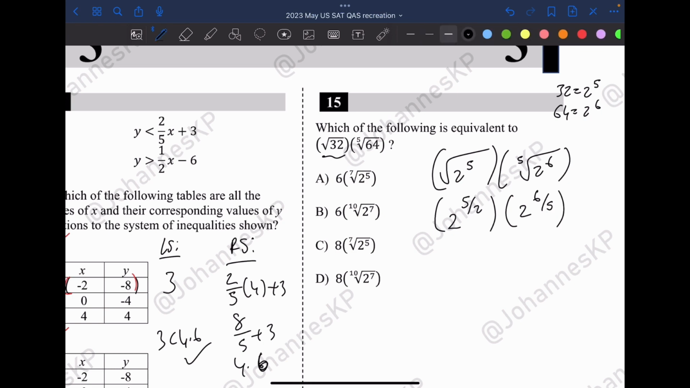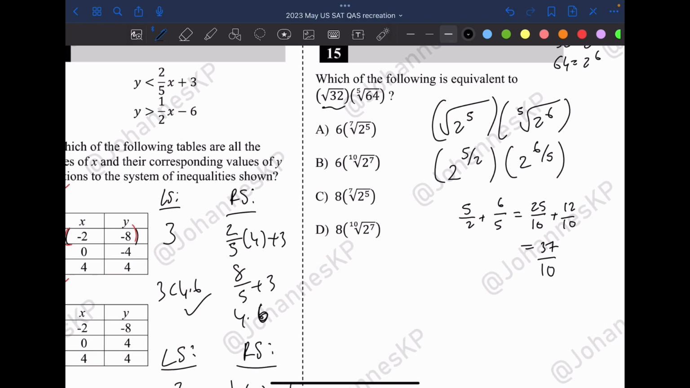And then after that, since you are multiplying both, you add the exponents. So 5 over 2 plus 6 over 5, with a common denominator, you get 25 over 10 plus 12 over 10. This is 37 over 10. So now we know that this is equal to 2 to the power of 37 over 10. That's what we have so far. Okay, let's pause here because we are done simplifying. Let's see what we need to do now.